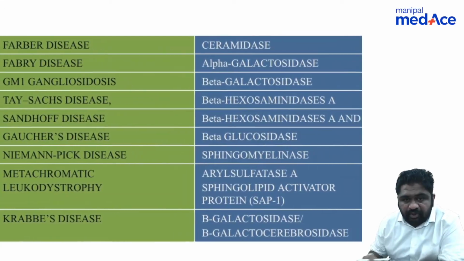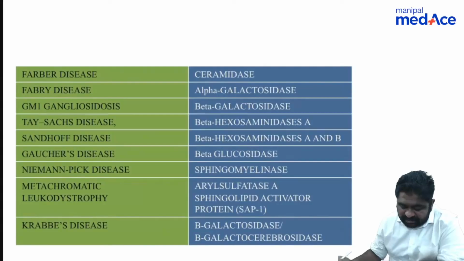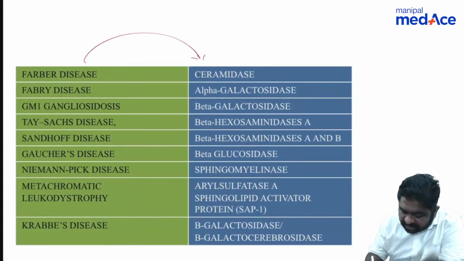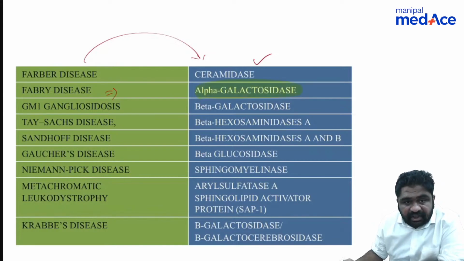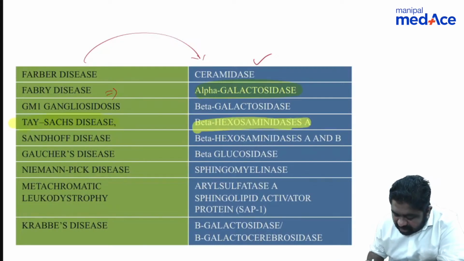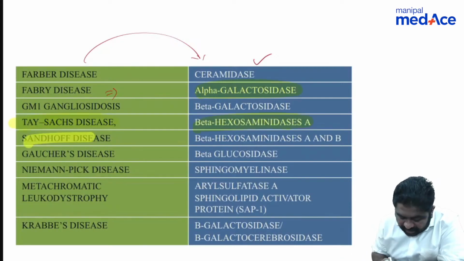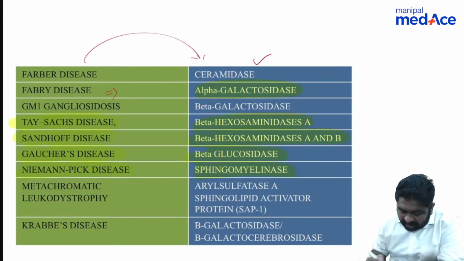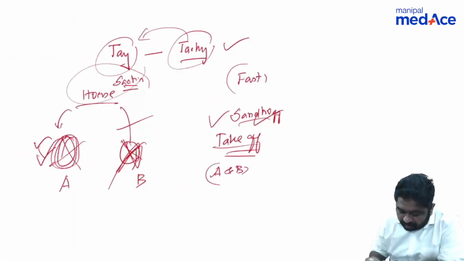Okay, now let's look at this. This is the slideshow that is a must-know for your exams. In case of Farber's disease, ceramidase is deficient. In case of Fabry's disease, alpha-galactosidase is deficient. GM gangliosidosis, we haven't discussed much, but you can learn it later. Tay-Sachs disease, beta-hexosaminidase A. Sandhoff disease, beta-hexosaminidase A and B. Gaucher's disease is beta-glucosidase, Niemann-Pick disease is sphingomyelinase, and now we left one important thing here.